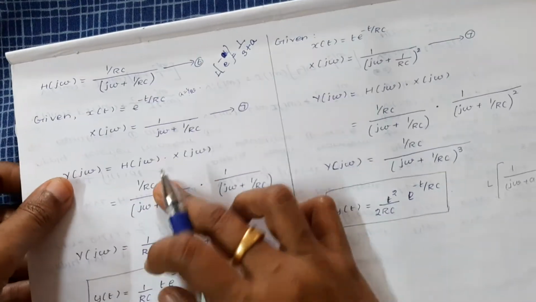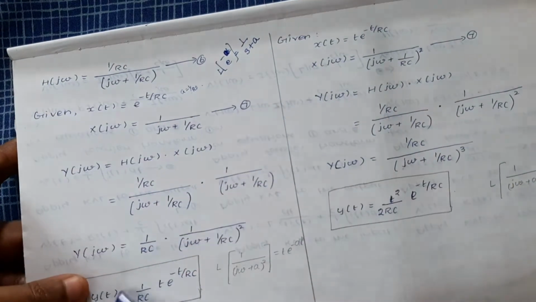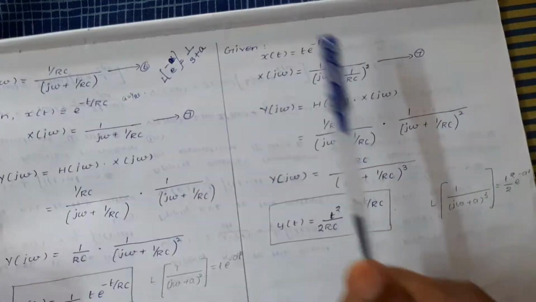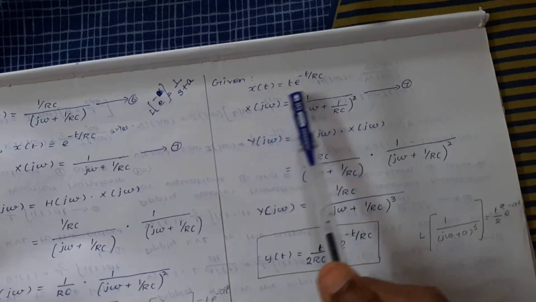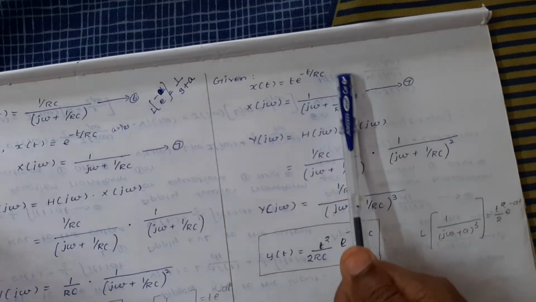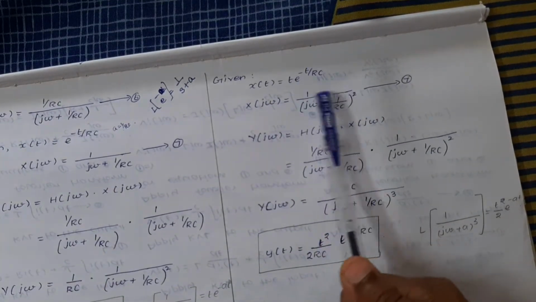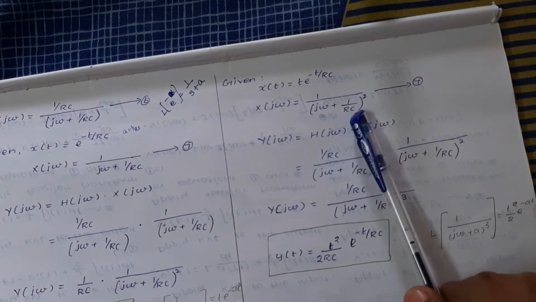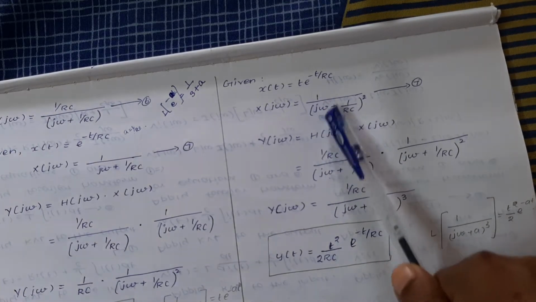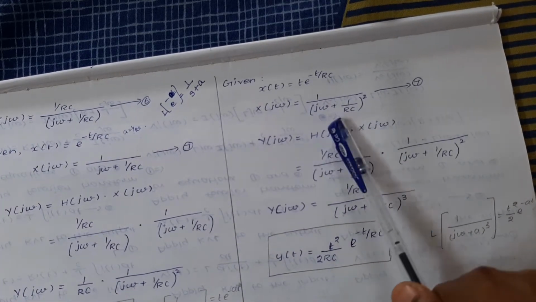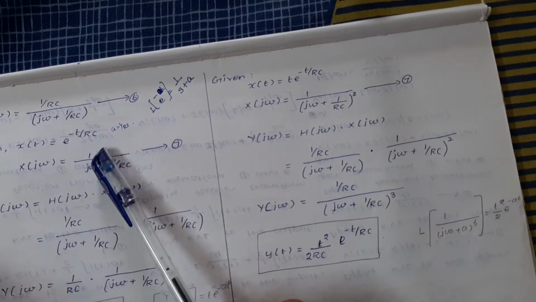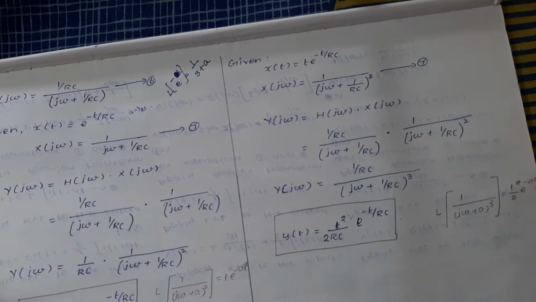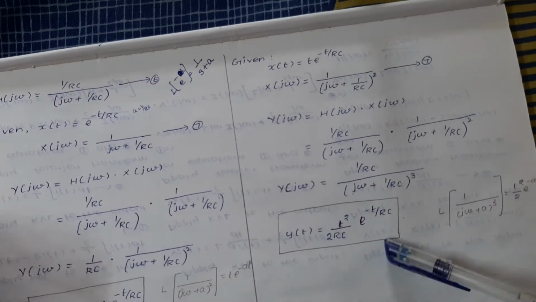Now we need the output response, y of t. We have the values of x of j omega and h of j omega. For the second question, x of t is t into e power minus t by RC. If you apply the Fourier transform to this function, in Laplace transform we get 1 by s plus a the whole square. Here in the place of s we substitute j omega, giving 1 by j omega plus 1 by RC the whole square. So now you can easily find the output response y of t.